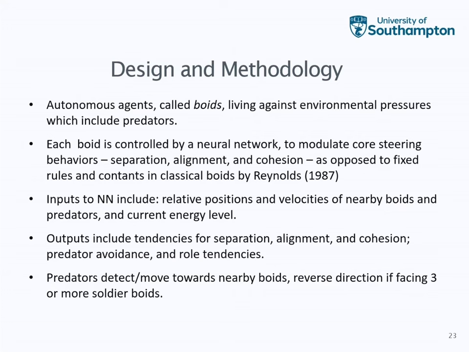The inputs to the neural network include the relative positions and velocities of nearby boys and predators, and also the current energy level. The output, as we know, is a tendency for separation, alignment, and cohesion, and also predator avoidance and the role tendency. The role tendency here is the likelihood of being a worker or soldier in the next step. This means that in my simulation we have plastic division of labor governed by a neural network, exactly the evolving neural network.